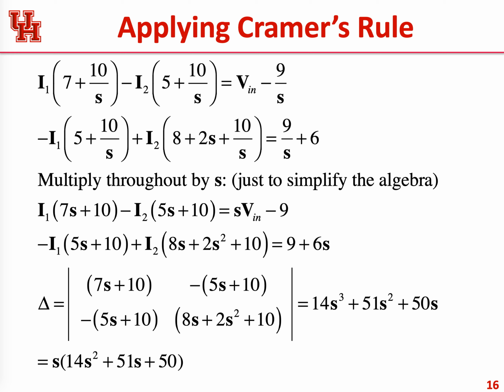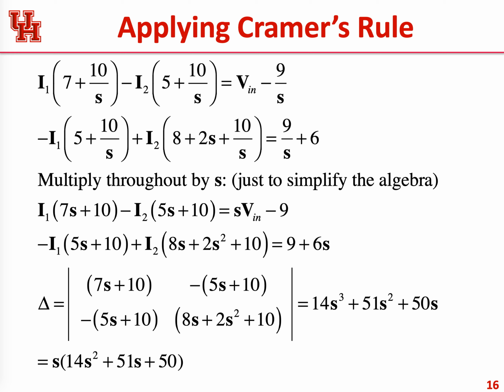Okay. So for the first equation, it's going to be Vn minus 9 divided by S equals 7 plus 10 over S times I1 plus, minus 5 plus 10 over S times I2.